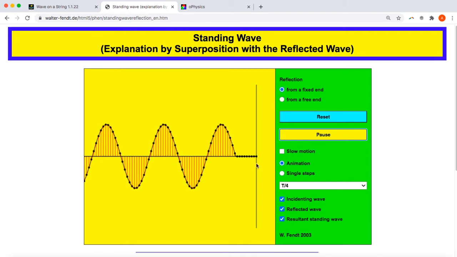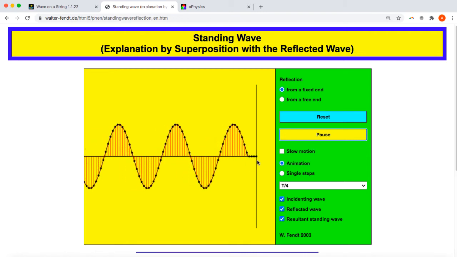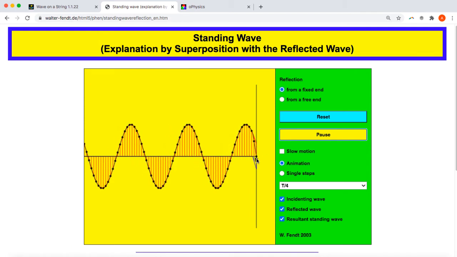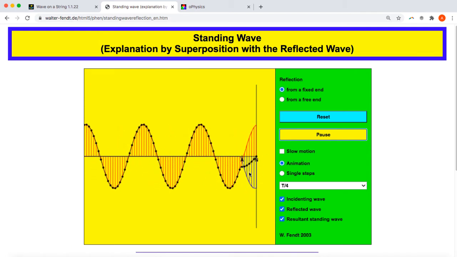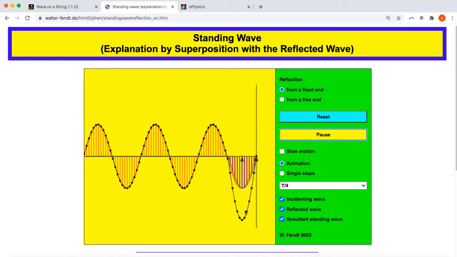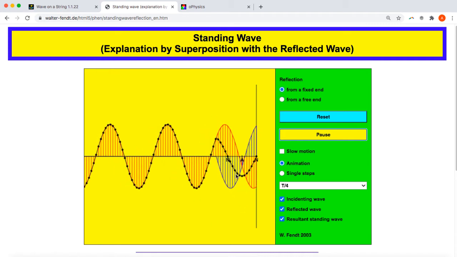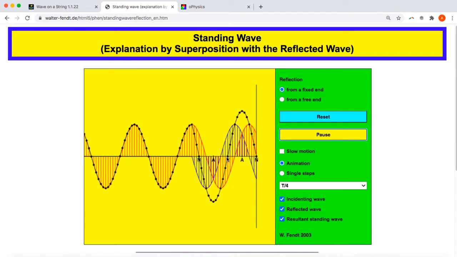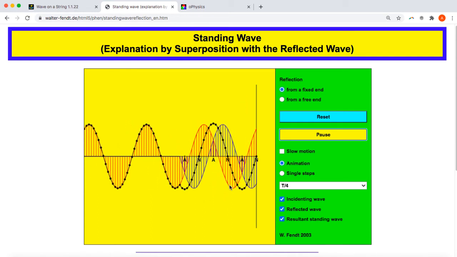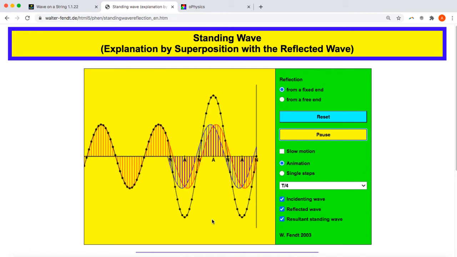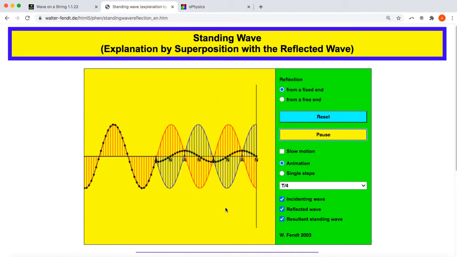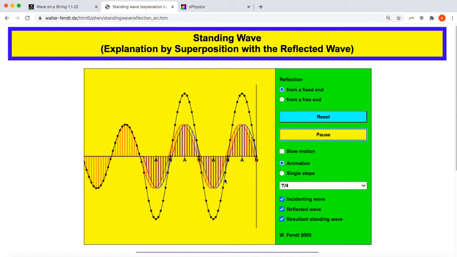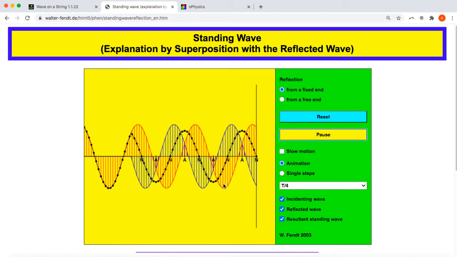So here's the red incident wave moving towards the fixed end. We will see that it flips when it hits the boundary. Now we see the upside down reflected blue wave, and notice that we've got this black envelope here of the resultant wave. If you look at what's happening with that resultant, you can see that there's actually a fixed pattern forming where the black resultant is not moving left or right like the red incident or blue reflected wave is. Rather, it's staying in place and just swinging back and forth.